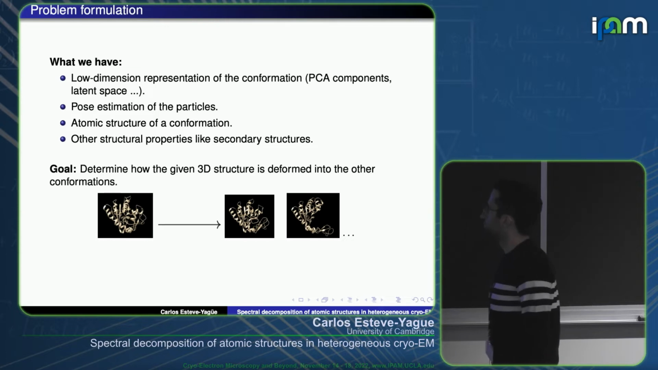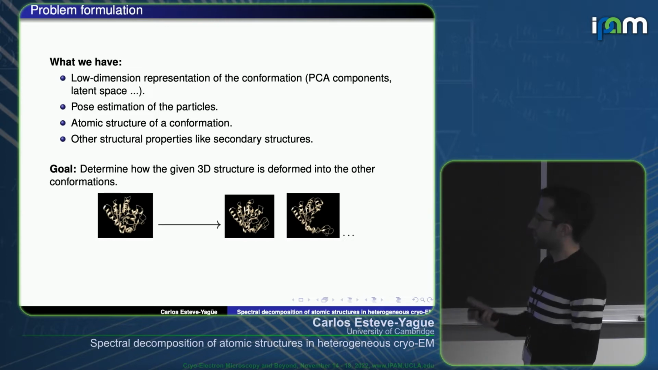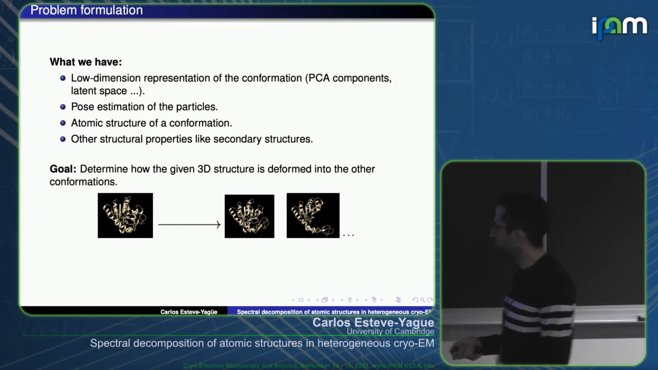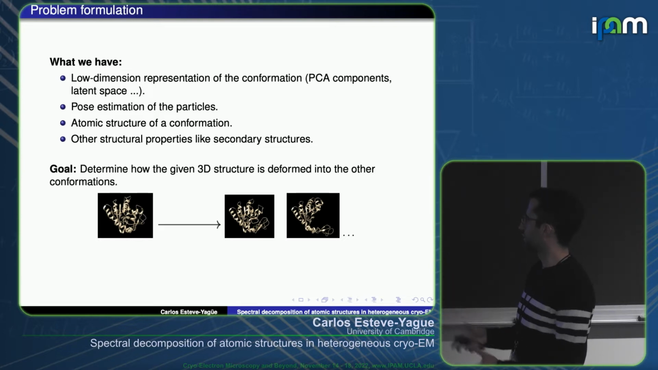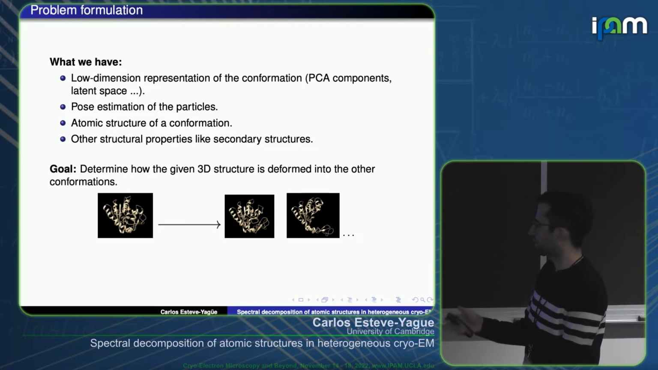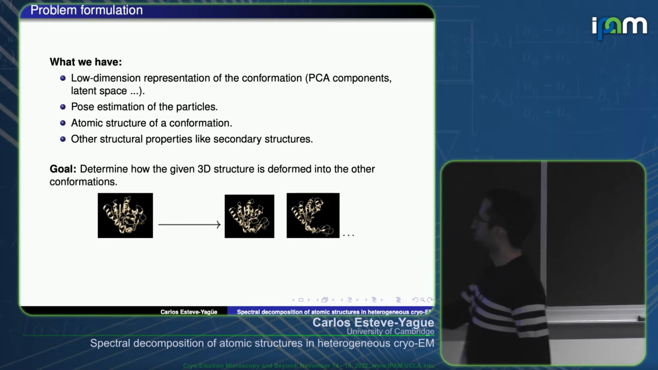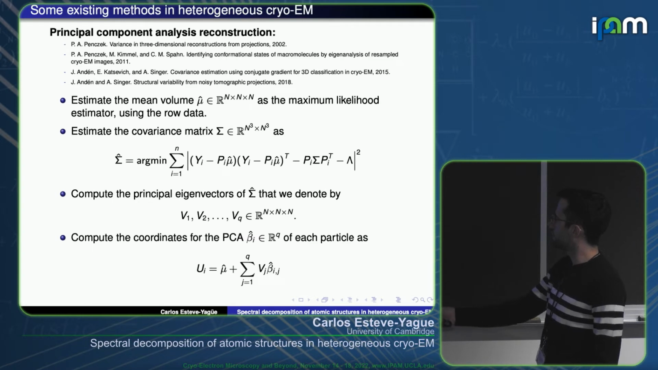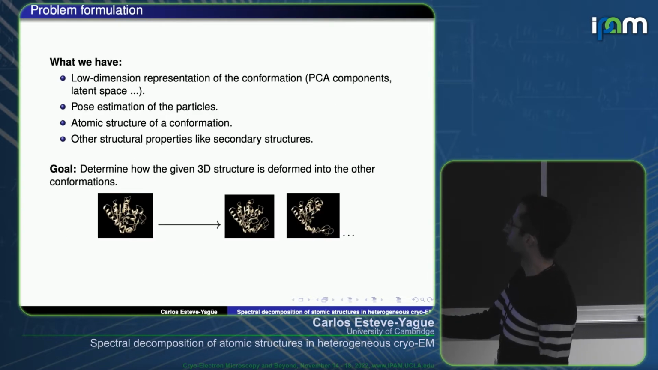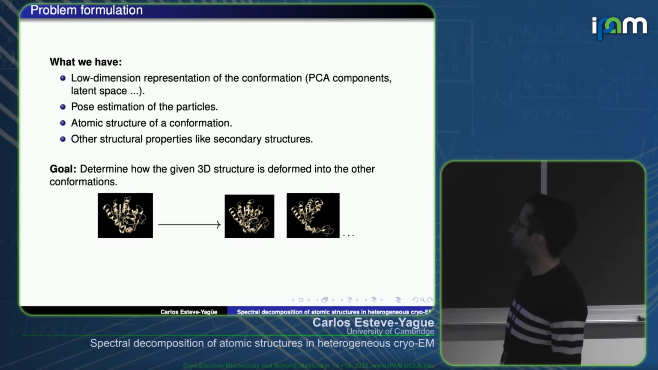So what do we want to do? What we want to do is to use the information that can be obtained by these other methods to estimate the continuous heterogeneity of a flexible particle or a flexible molecule. And we want to use this low dimension representation of the conformation that can be obtained by these PCA components, that would be these betas here. Or we can use the representation in latent space from the variational autoencoders. So this is something that we want to use.